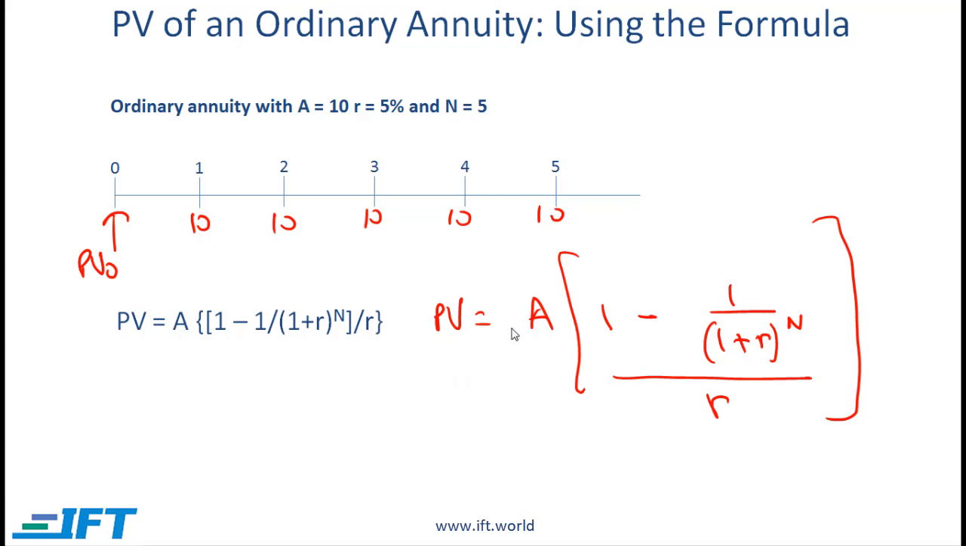If we plug in the numbers, A is 10, the interest rate that we plug in is going to be 0.05, n will be 5, and here also 0.05. And when you solve this, what you will get is the same answer that we had from the previous slide, which is 43.29. This expression in brackets is called the present value factor for the annuity.